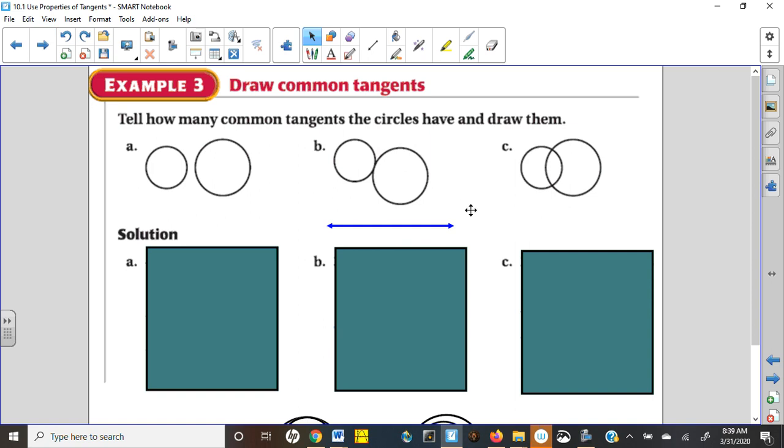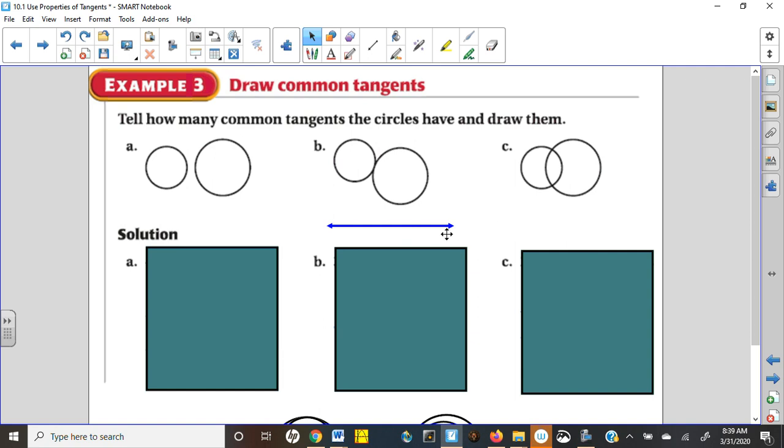Here's a fun little activity for you. You should go ahead and pause this and see if you can answer this. How many different common tangents are possible in each of these scenarios? Go ahead and think that through, give a pause, and then come back, and we'll see how you did.